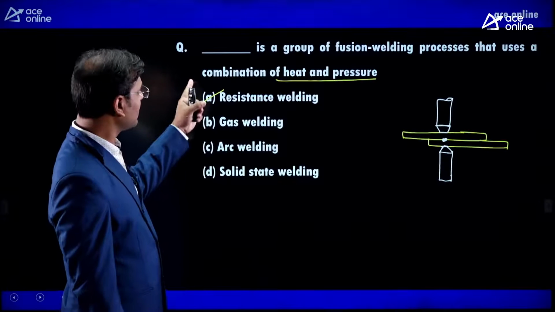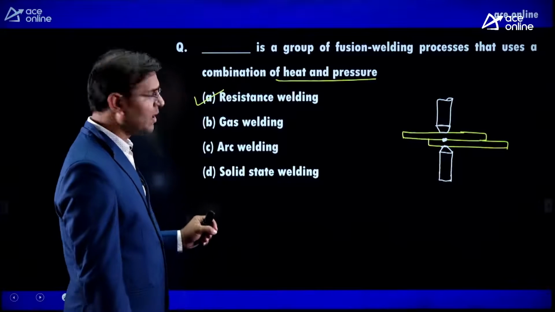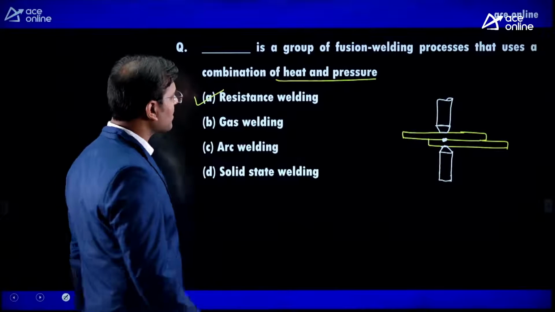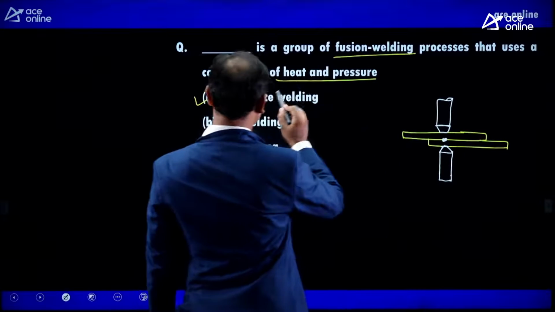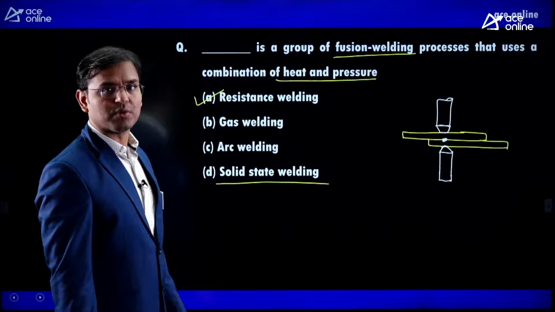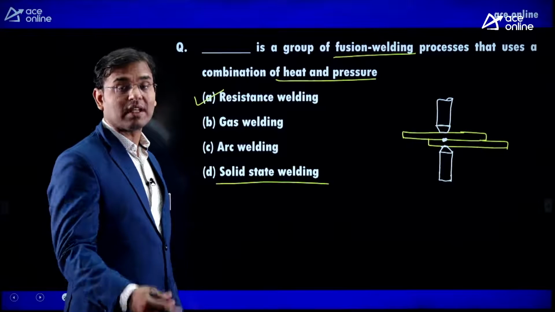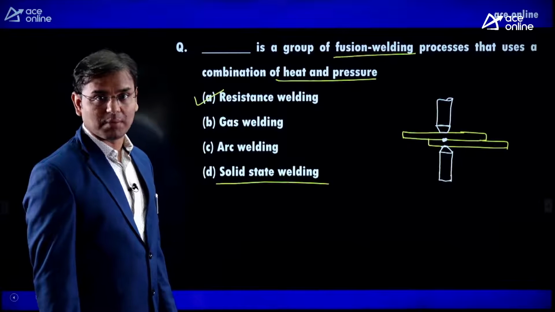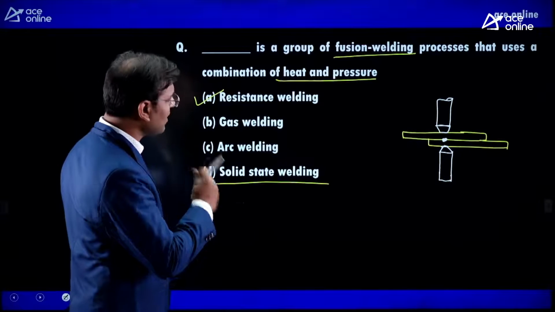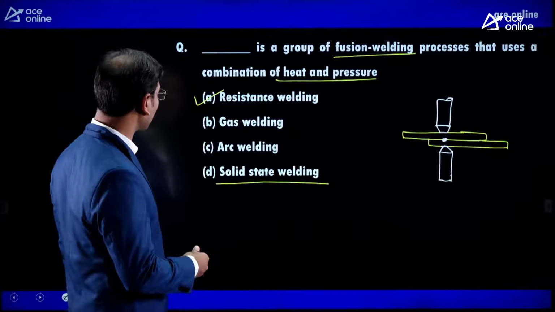Then again read the question. This is a group of fusion welding process that uses a combination of heat and pressure. They are asking about fusion welding, and resistance welding is fusion welding, and solid state welding is non-fusion welding. But in solid state welding also, in some methods, heat as well as pressure is applied. But here they clearly mention fusion welding, and solid state welding is non-fusion welding, hence the correct option is option A.